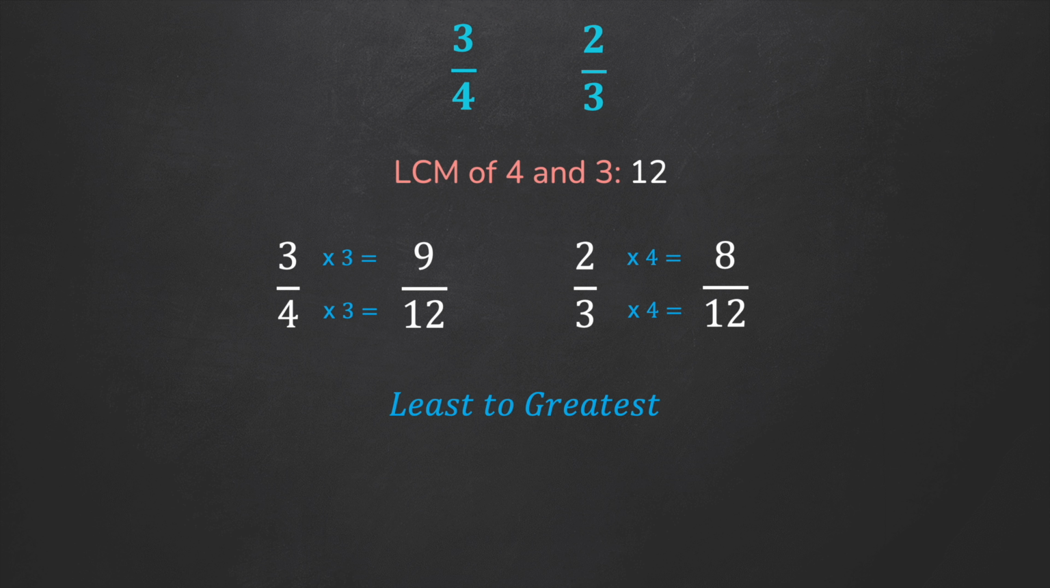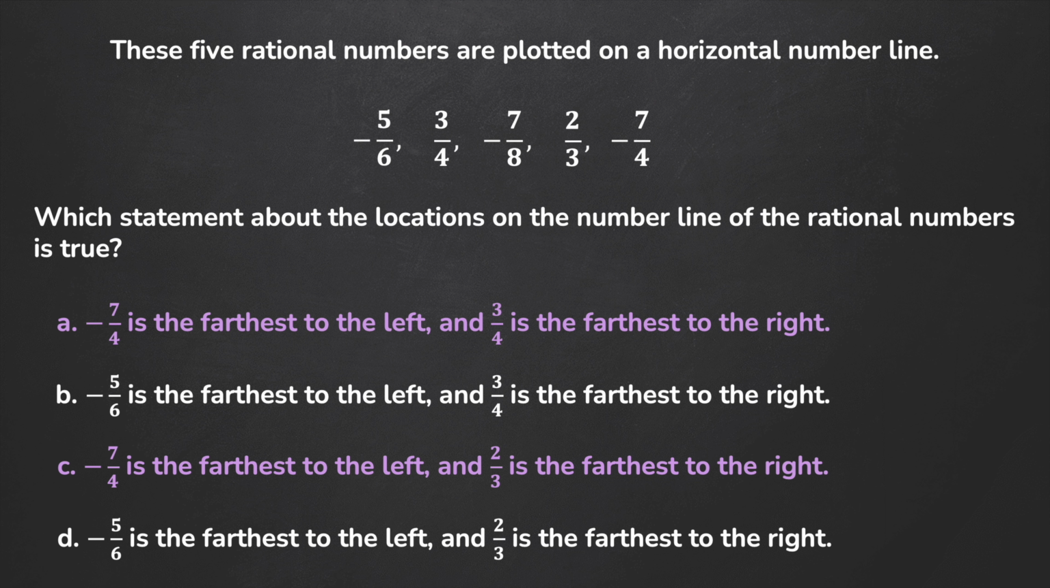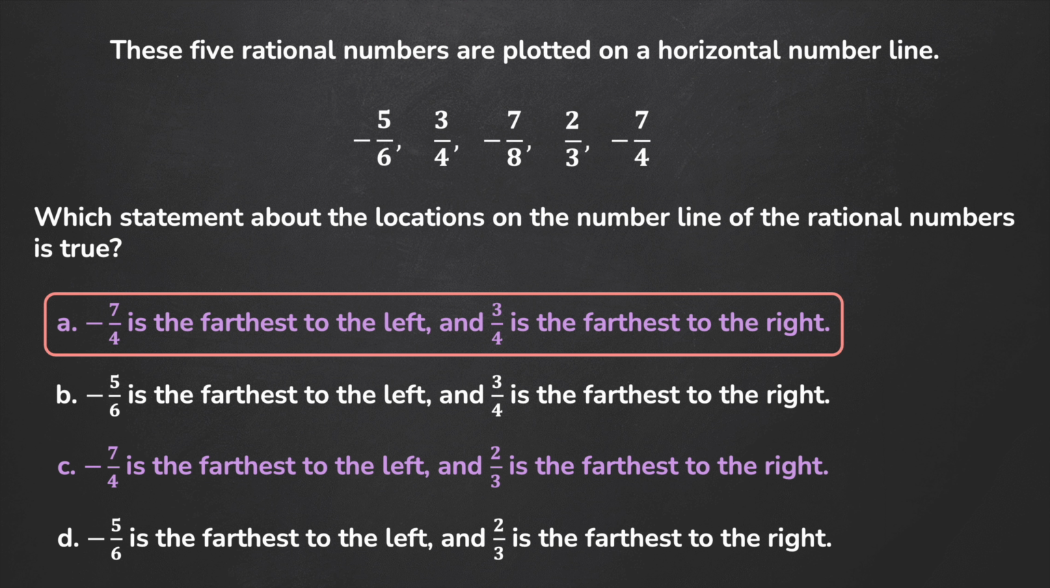And between these two fractions, 2 over 3 is smaller, and 3/4 is bigger. So 3/4 is going to be farthest to the right. So if we look at our question, that means that A is the correct answer.